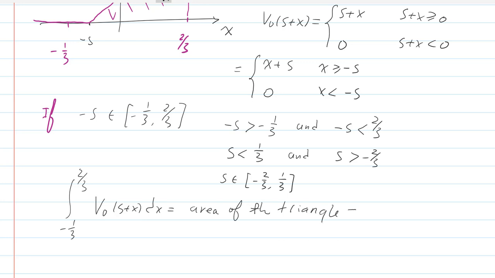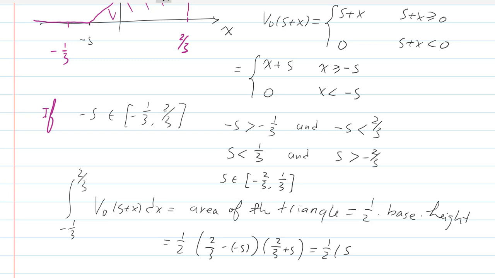So we have 1/2 times the base times height. And if you try to see what the base is, use the right end point minus the left end point. We have 2/3 minus negative s. And the same thing for the height, so it's going to be 2/3 plus s, right? So this is what we have. We have 1/2 times s plus 2/3, squared. So that's what we have. Okay, and that's the area.